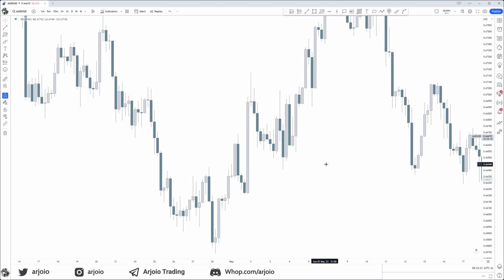What if we add the rule? The dealing range has to have a bullish fair value gap. For a bullish dealing range, we have to have a bullish fair value gap. All right, perfect. Let's take a look. So right here, we have a new dealing range.